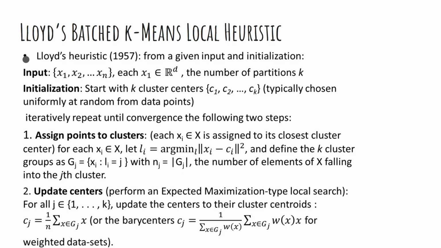Assign points to the clusters. Each point is assigned to its closest cluster center. For each x_i, define the k cluster groups G_j, and define n_j as the number of elements of X falling into the j-th cluster.